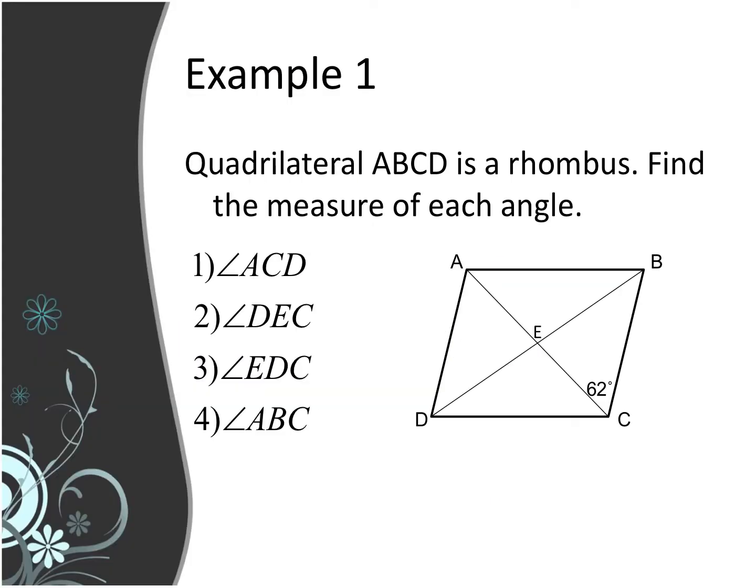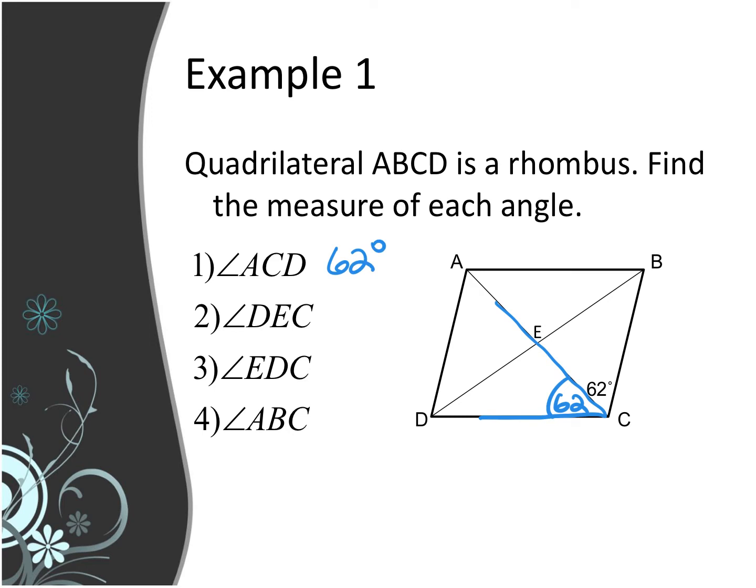So they're telling us that this is a rhombus. I just learned that a rhombus has 4 congruent sides. It also has diagonals that are perpendicular. It also has diagonals that bisect the opposite angles. So in order to find ACD, ACD is over here. Let me go ahead and outline it for you. Angle ACD is this angle right here. And I know that in a rhombus, this angle over here has been bisected. So ACD is 62.